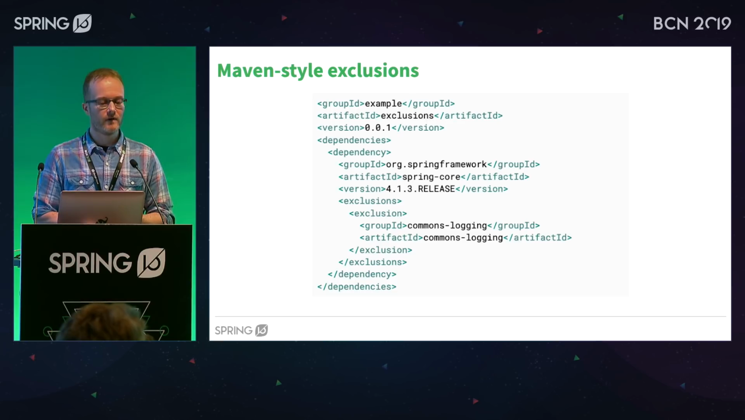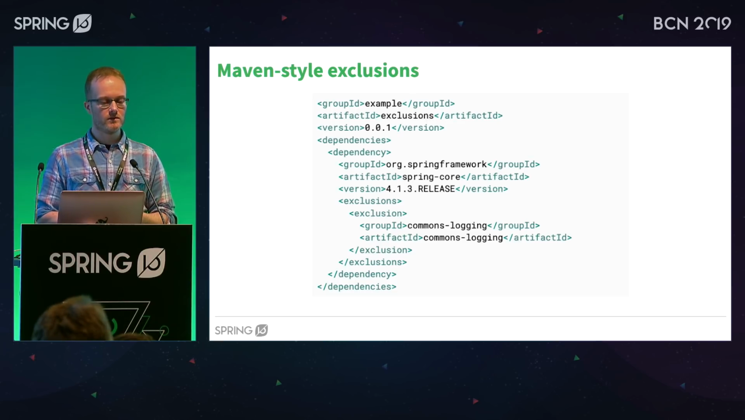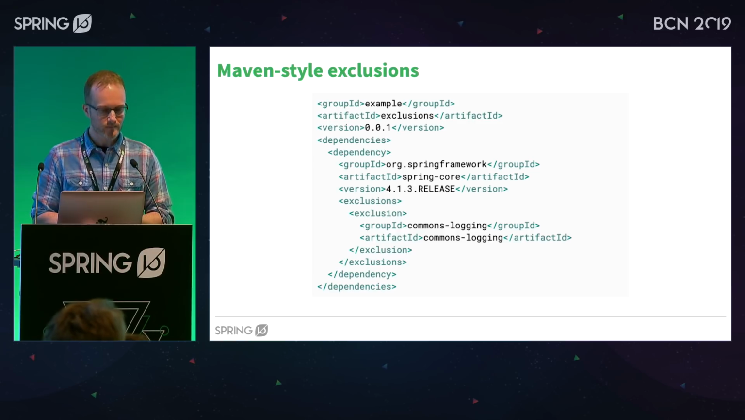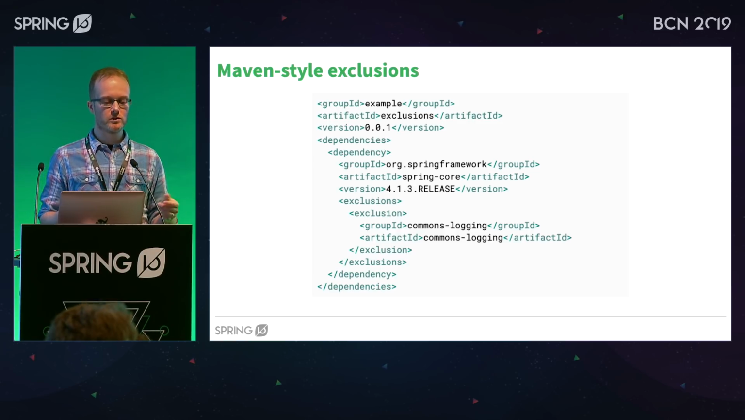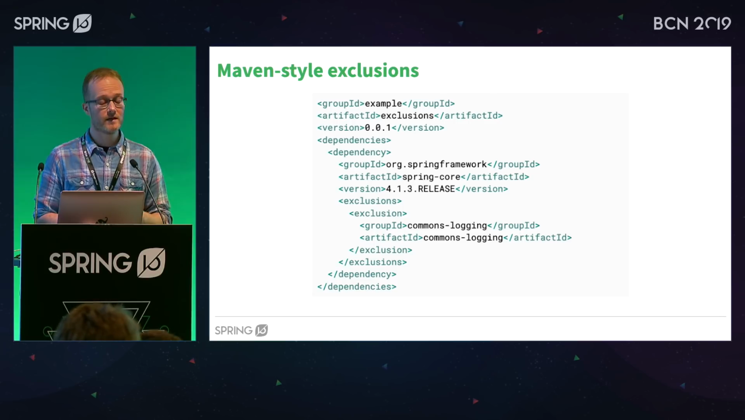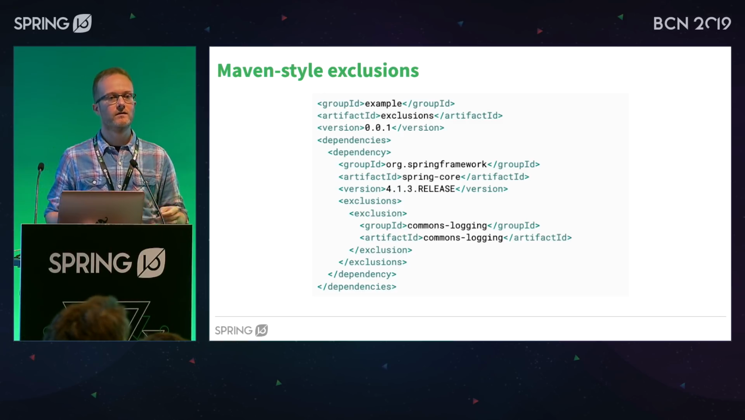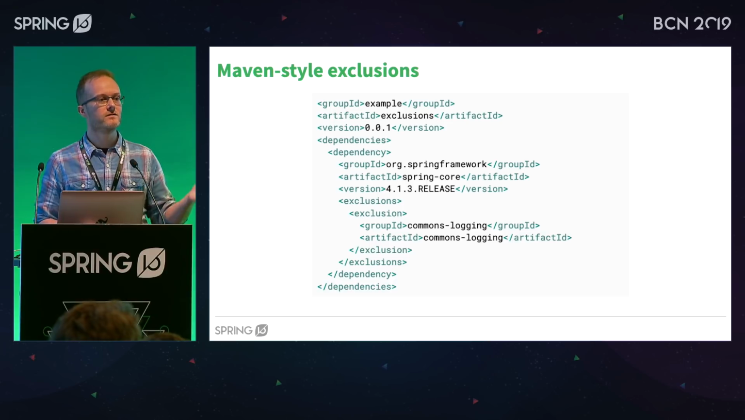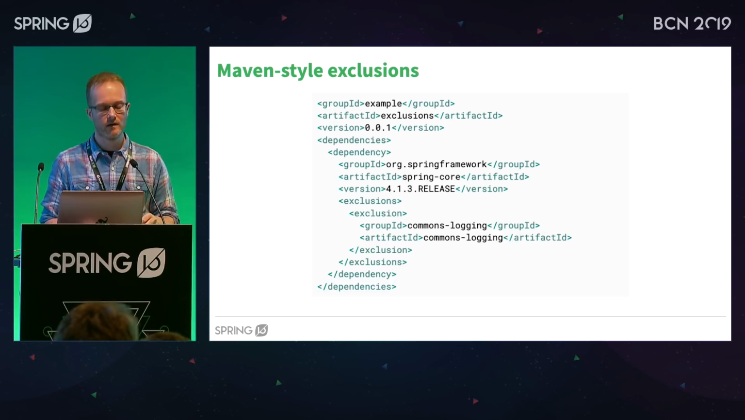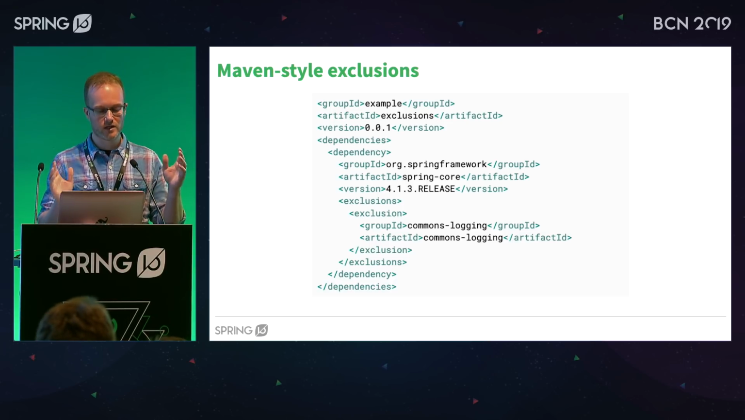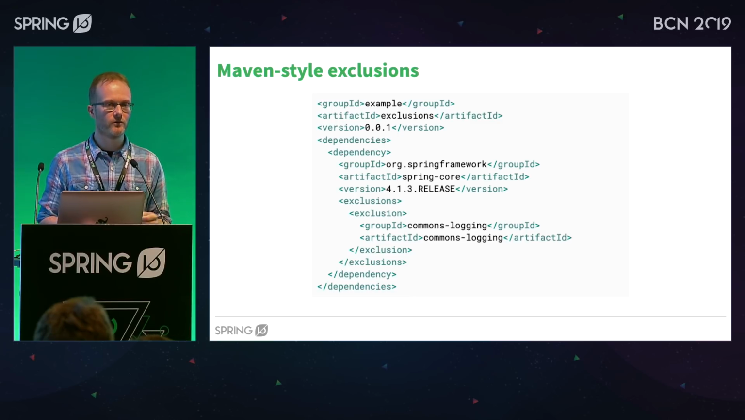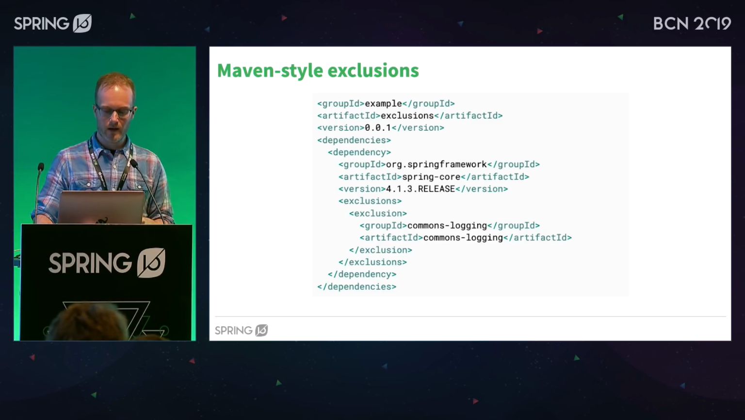So here I have some Maven configuration. I have an exclusions module, and this example exclusions module has a single dependency. It depends on Spring Core 4.1.3, but we're excluding commons logging because we want to use, say, SLF4J instead, the SLF4J over JCL stuff, instead of using the commons logging API directly.